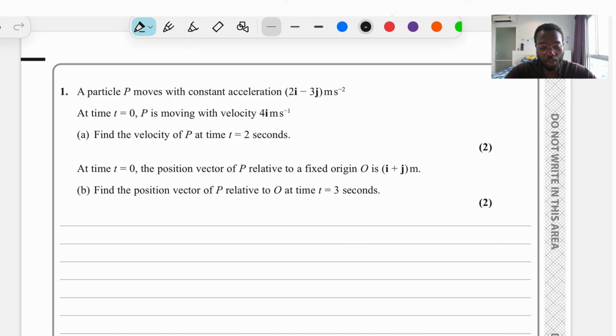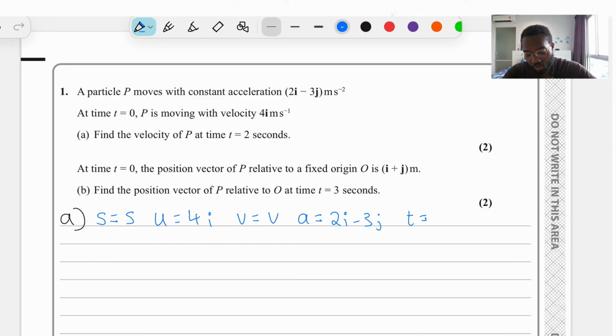Okay, so for this question, because it has constant acceleration, we can use SUVAT. What is our S value? Well, we don't know what S is, so we can just leave that as S. Our U value, our initial velocity: we're told that when t is equal to 0, it's moving with 4i, so therefore U would be 4i. V is what we want to work out, so that can stay as V. A is the acceleration, which is 2i minus 3j, and we want to find the velocity when t is equal to 2 seconds, so t is 2.